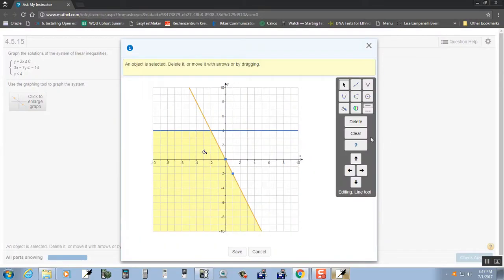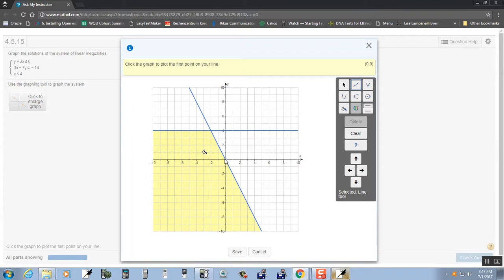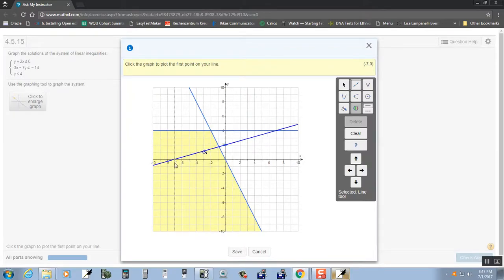Okay, let's plot those. And this is still less than or equal to, so it's solid again. And we got, what do we got? 0, 2, right there. And we got negative 7, negative 1. Okay, now the question is whether this area or this area should be our one that's shaded. It went ahead and did this area, but that doesn't mean that's our answer.